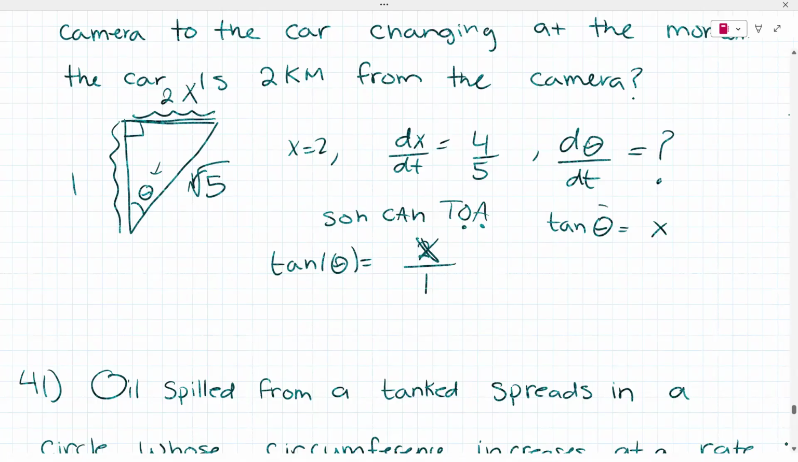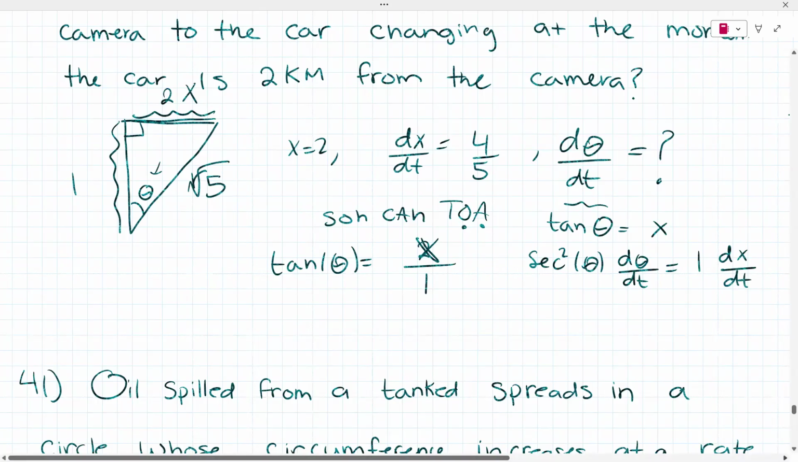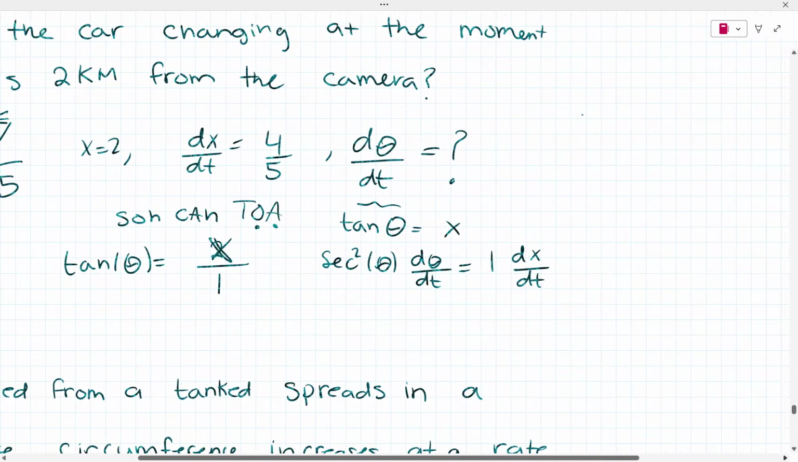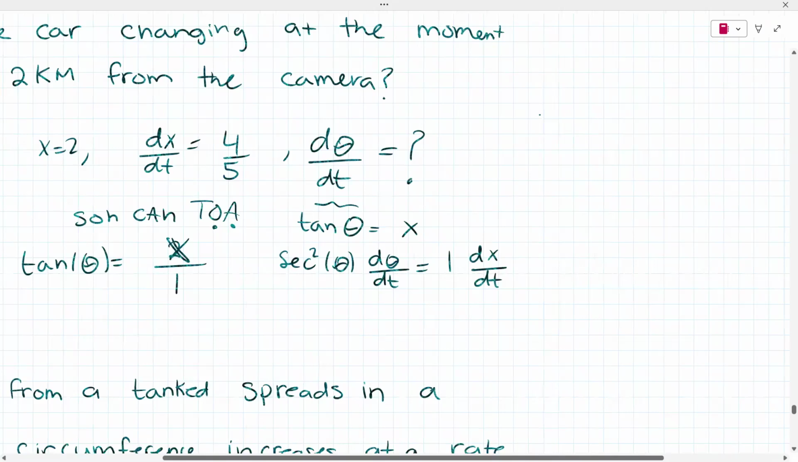So let's start with the left. What's the derivative of tan theta? It is secant squared theta, d theta over dt. What's the derivative of x? It's 1 times dx/dt. And then what do I do next?